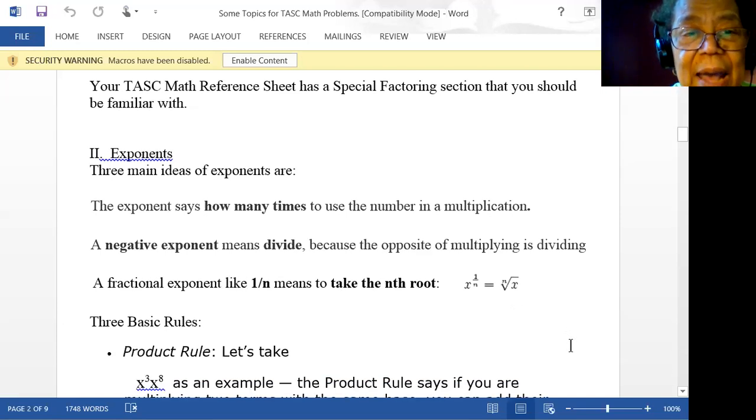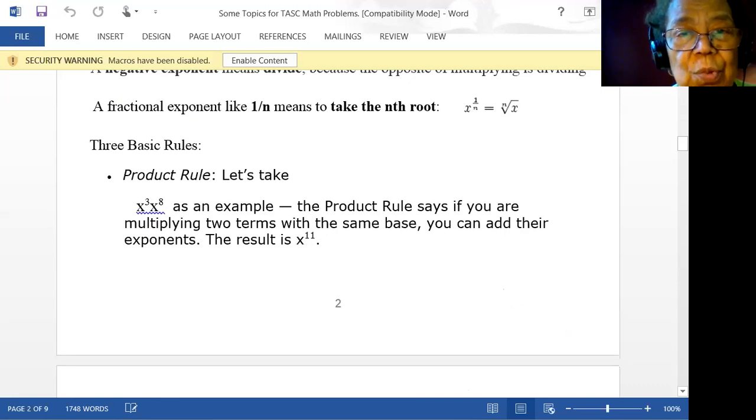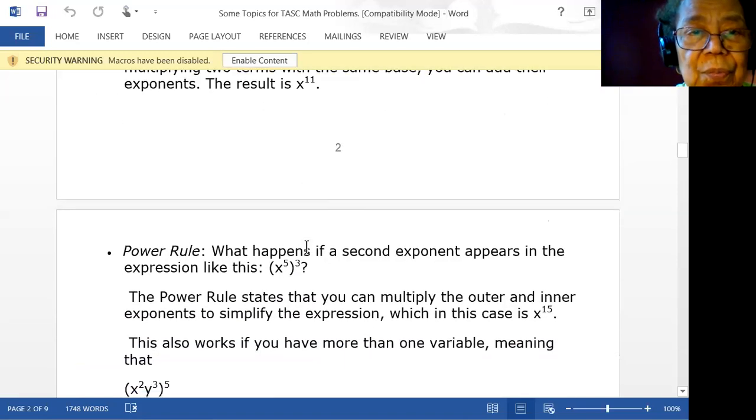Now, let's look at our basic rules. The product rule. If you multiply two terms with the same base, and here the base is x, you add the exponents. So x to the third times x to the 8 is x to the 3 plus 8, which gives you 11. That's the product rule.